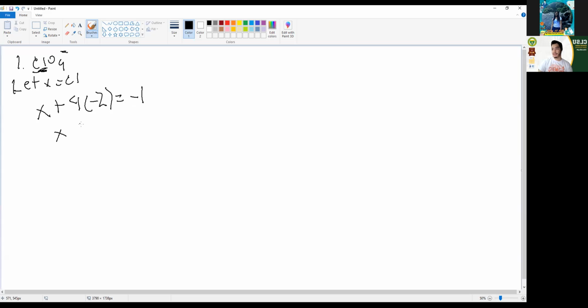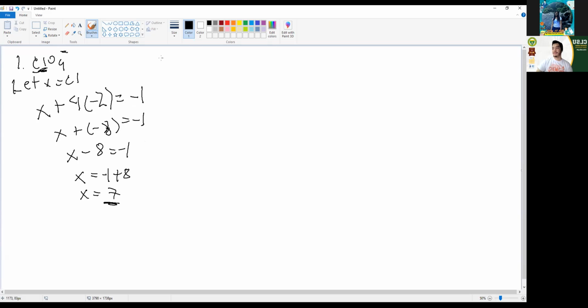X plus 4 times negative 2, which is negative 8, equal to negative 1. So X minus 8 is equal to negative 1. From algebra, X is equal to negative 1 plus 8, so X is equal to 7. Ito yung charge ni chlorine.